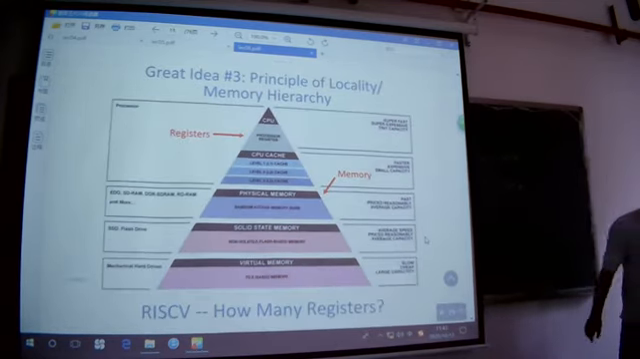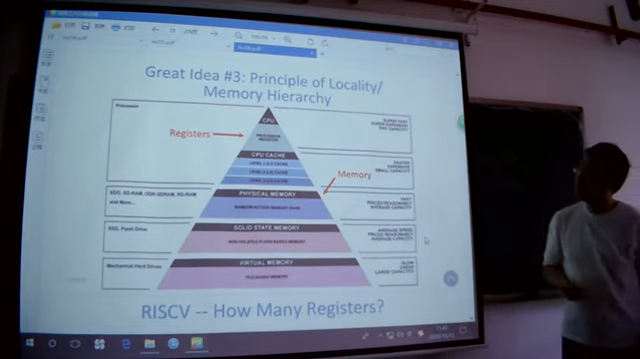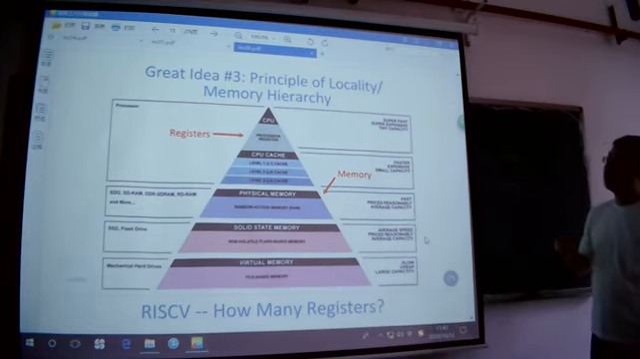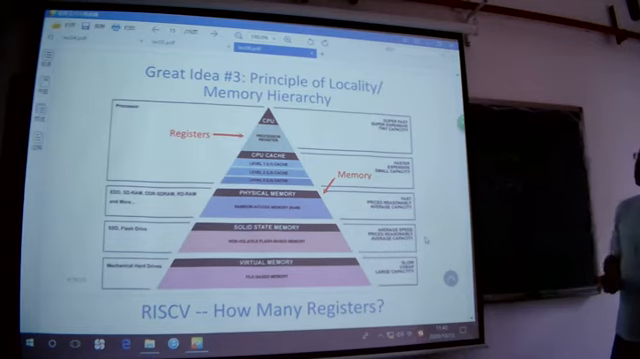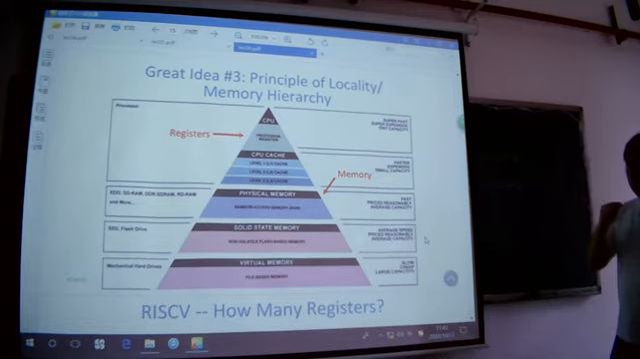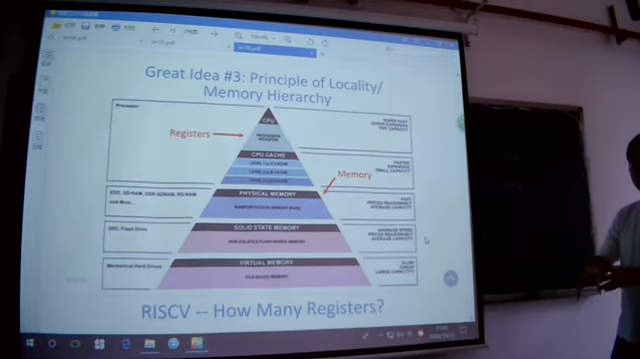Okay, we found the great idea 3. For the great idea 3, we need to study the principle of locality and the memory hierarchy. Please remember the principle of locality. Locality is very important. Locality in Chinese is 本地化, locally, 局部.